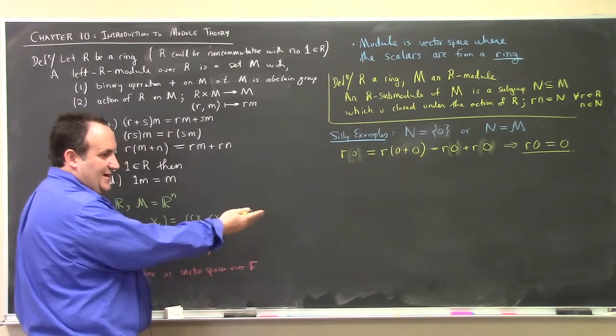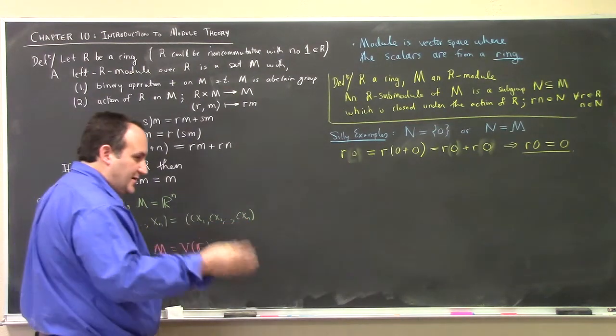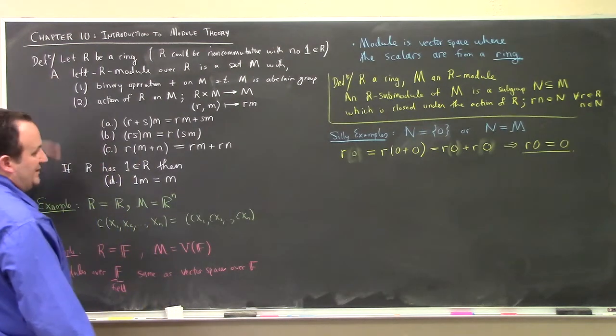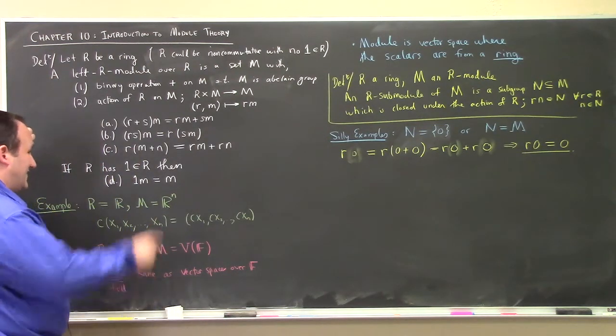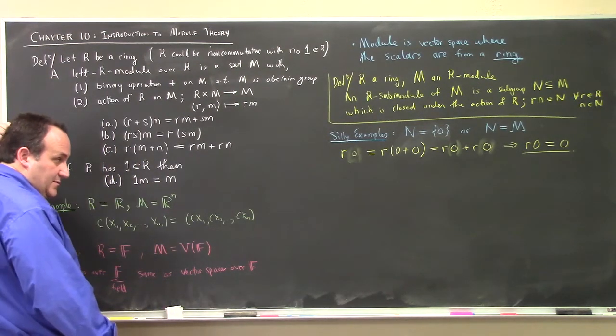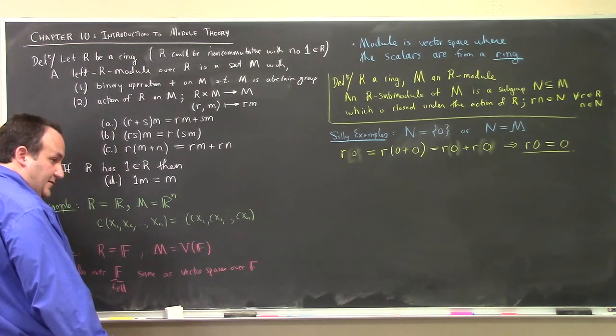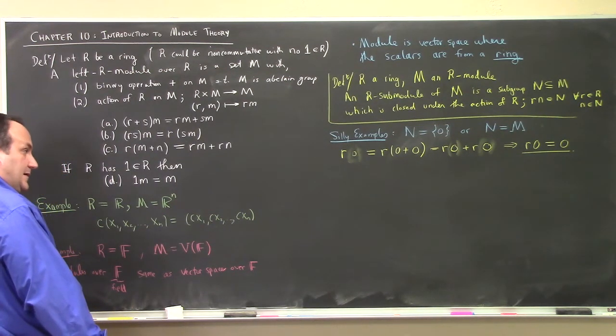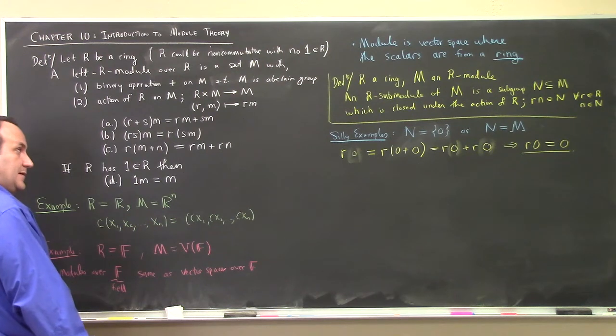So that is not an axiom, but it is a pretty near consequence, an almost immediate consequence of these axioms. And that's also how you prove that a scalar times a 0 vector is 0 in a vector space. Same argument.